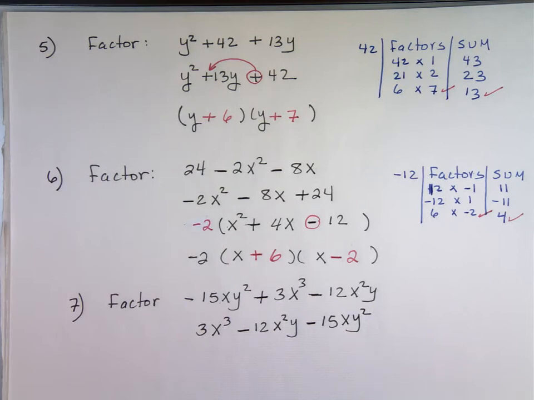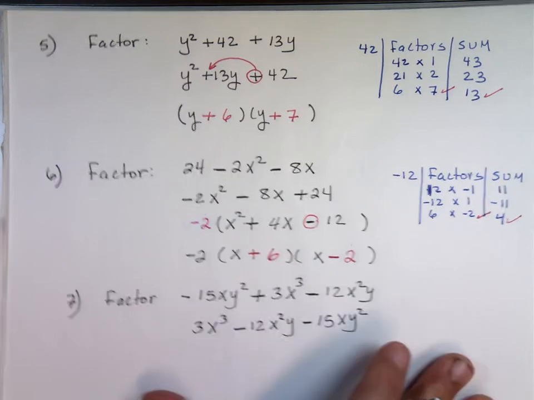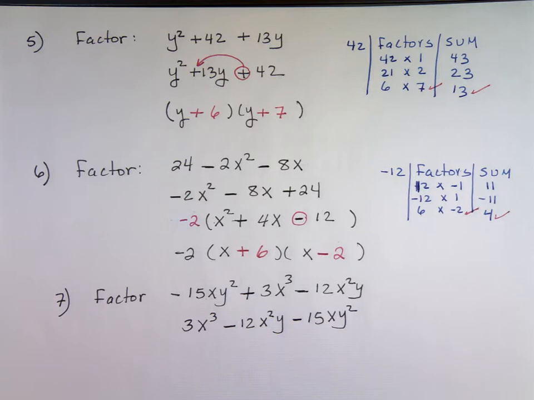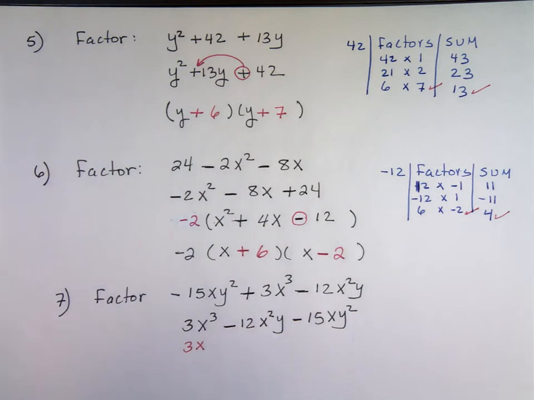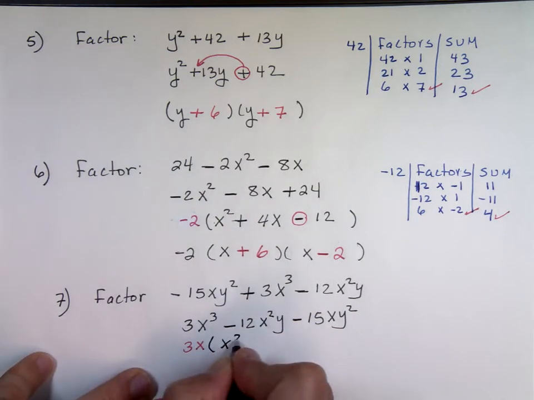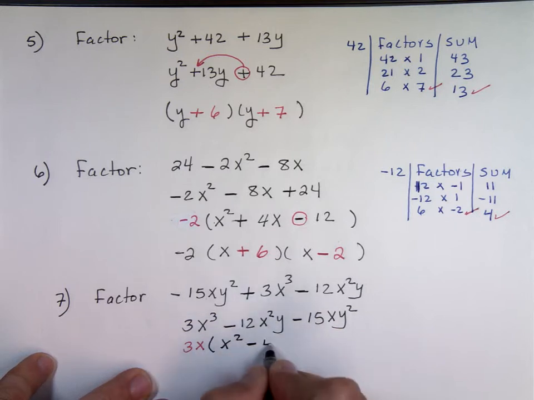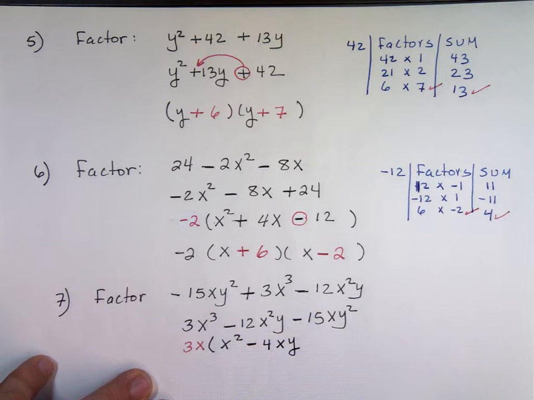And let's take a look and see if they have anything in common. The greatest common factor here. Do they share anything? Well, I see a 3 common to all of them. What else do you see? I see an x. So if I take 3x out, what's left? We have x squared, minus 12 divided by 3 is 4. I took one of the x's out, that's xy. 15 divided by 3, which is 5y squared.